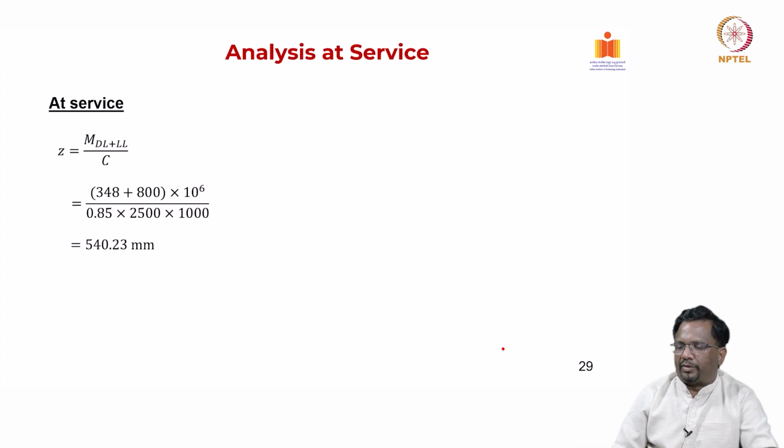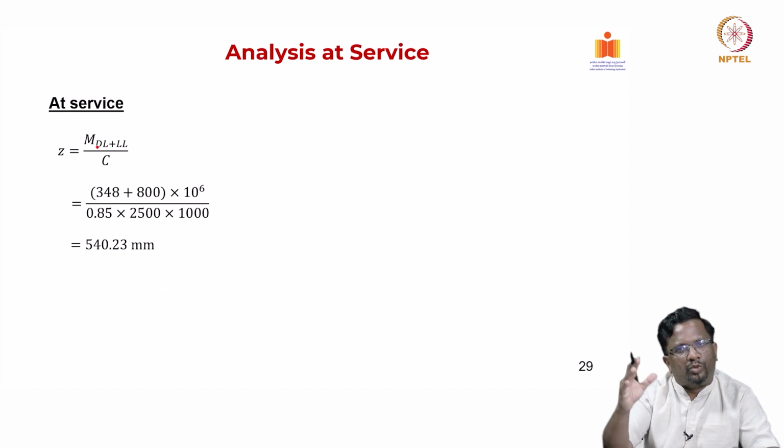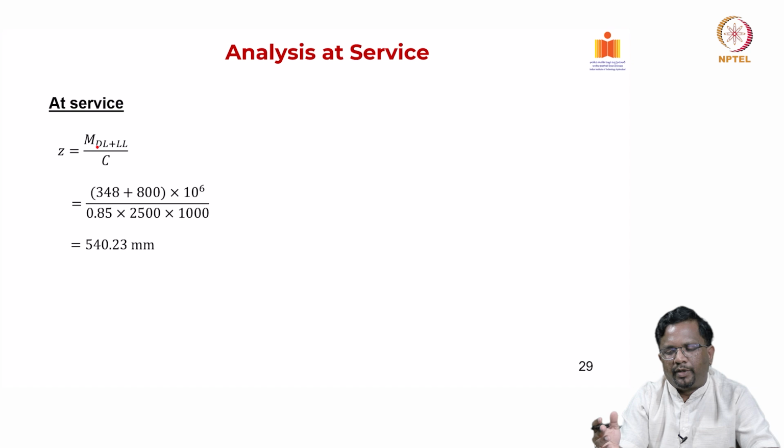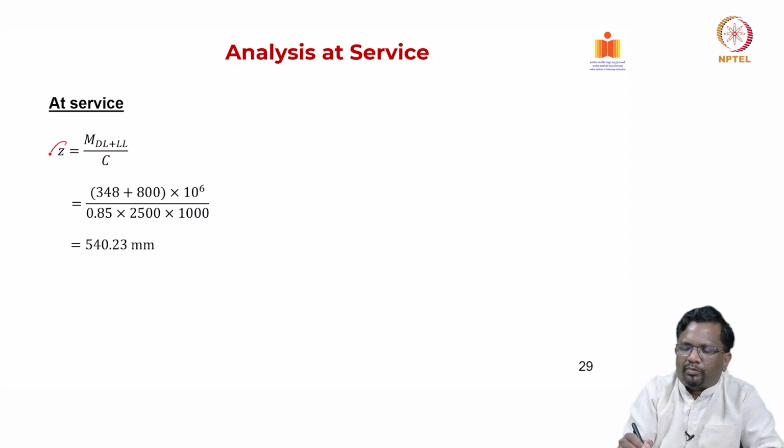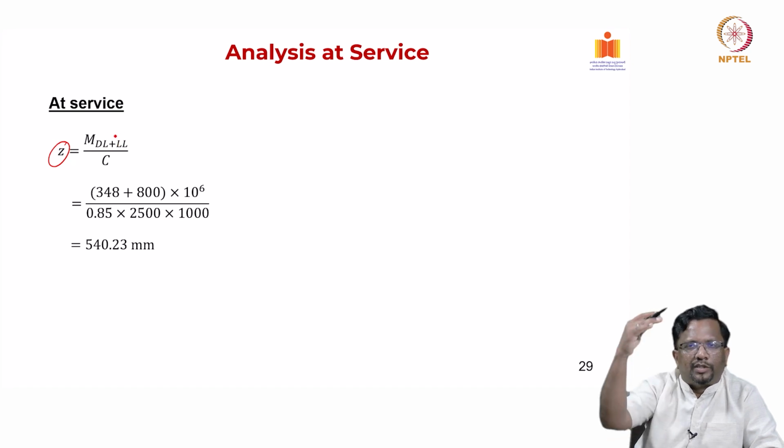At service now, let us look at it. How much will be the moment? I need to include service. At service stage, both live load and dead load will be acting. Now, C has further moved away from your T. How much would it have moved up? That is the lever arm, and the lever arm is proportional to the moment acting in the section divided by C.